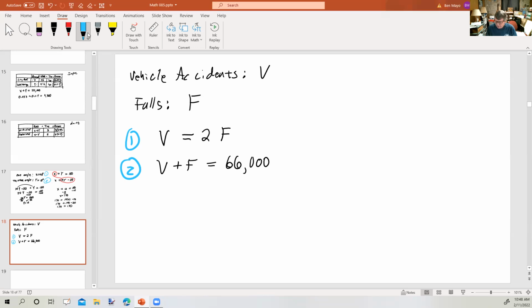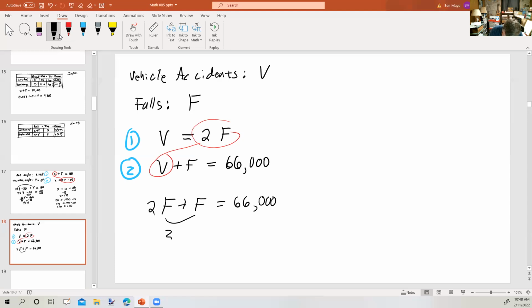All right. Again, in this example, I think I would go with substitution because equation number one is already solved for one of the variables. So I'm going to take 2F and put it in place of V in the other original equation. That's going to give me 2F plus F equals 66,000. Combining like terms, 3F equals 66,000. Divide both sides by 3, F equals 22,000.